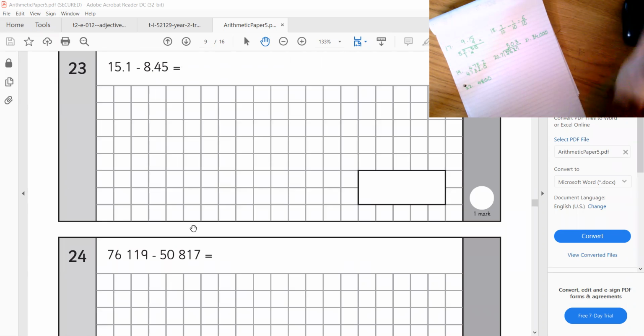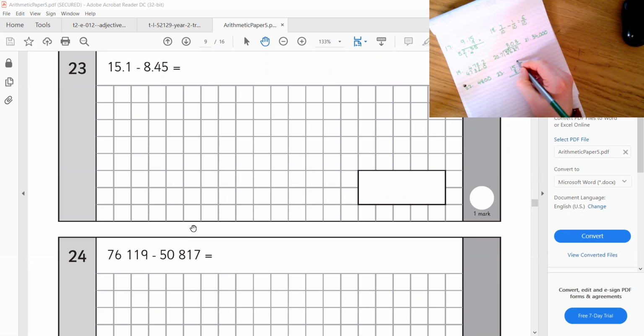Question number 23. Keeping everything in line. 15.1. What am I doing? Taking away. Keeping everything in line, 8.45, 8.45, and so then I need to put my place value holder at the end of that one because I've got my hundredths, decimal point in line.